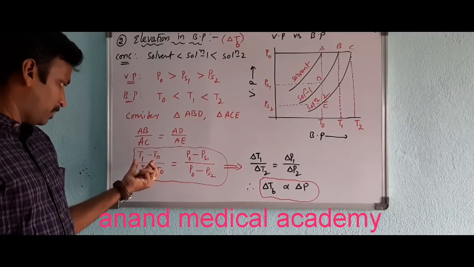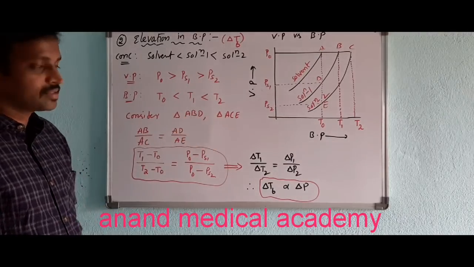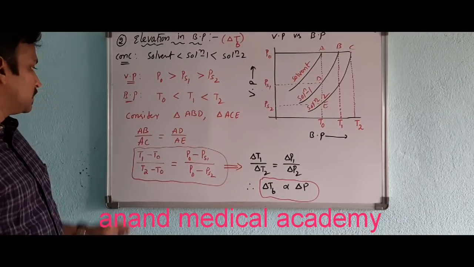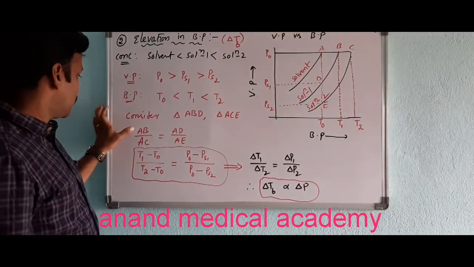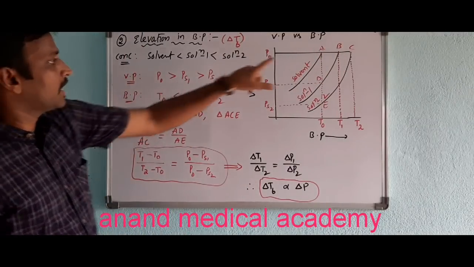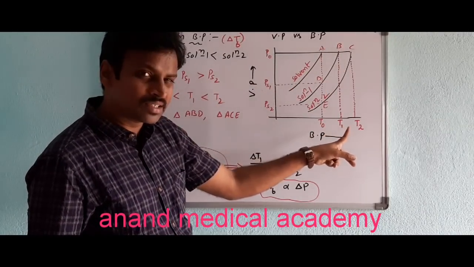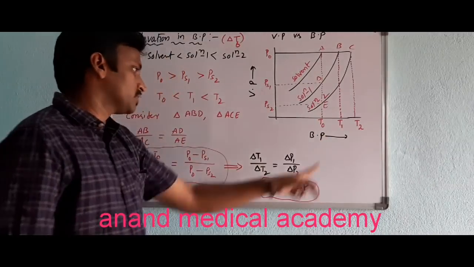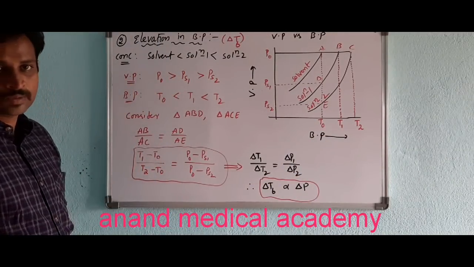Here I got the delta T and delta P relation by considering the two triangles ABD and ACE. I am considering like AB by AC. You know the maths clearly already. AB means T0 minus T1 or T1 minus T0. T1 minus T0, because T1 is bigger. T1 minus T0 by T2 minus T0.